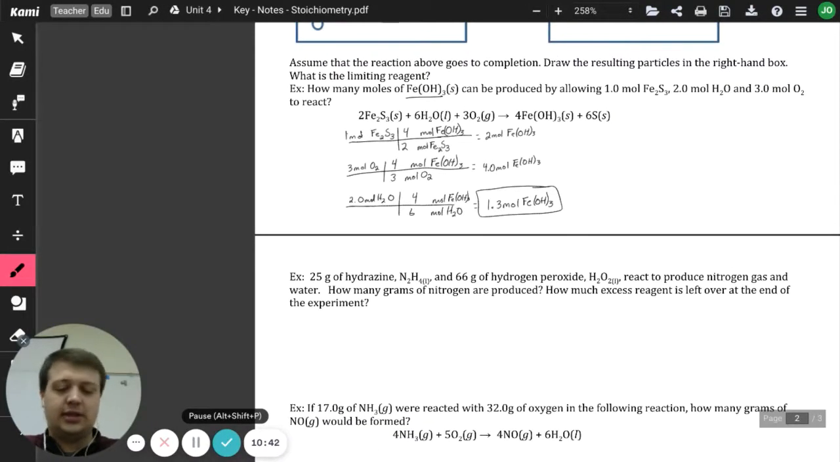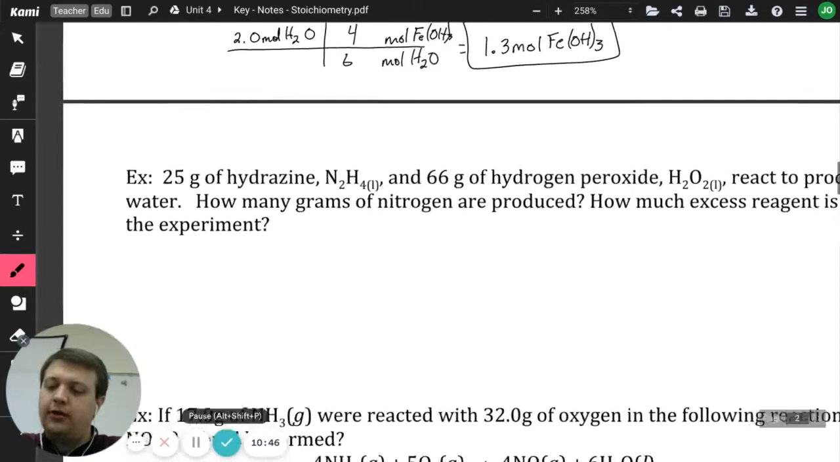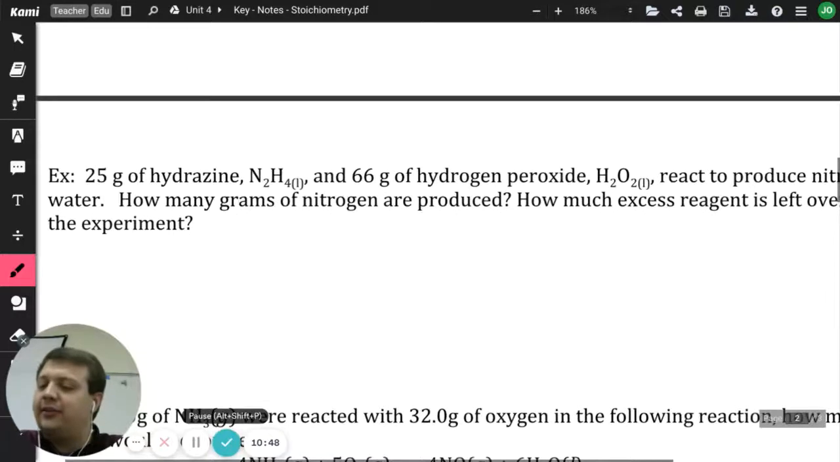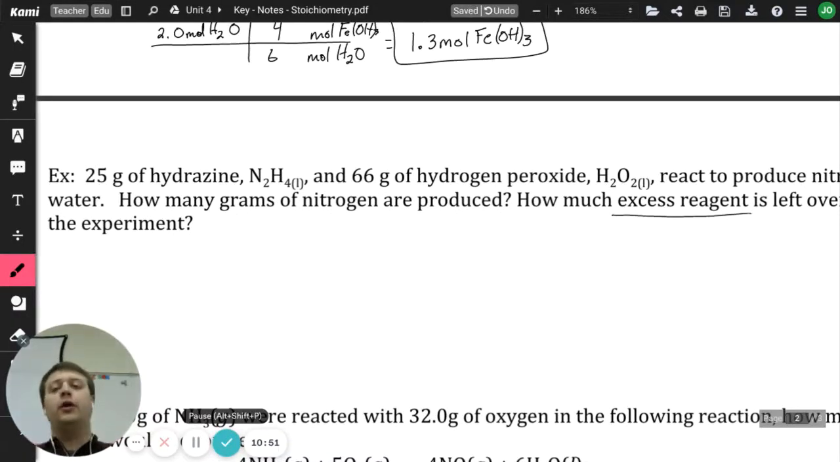Looking at this next problem, they want us to solve for the amount of excess reagent left over. So essentially, we're going to solve for our limiting reactant, and then after that, we're going to solve for our excess reactant and solve for what would be left over. So we're going to end up subtracting. So let's actually dive on into that.